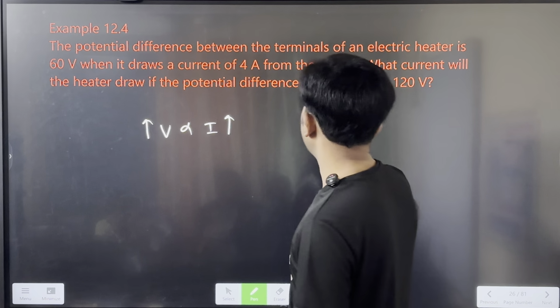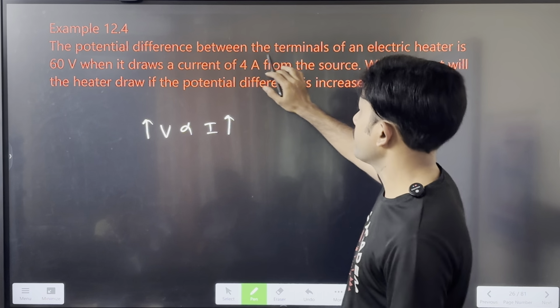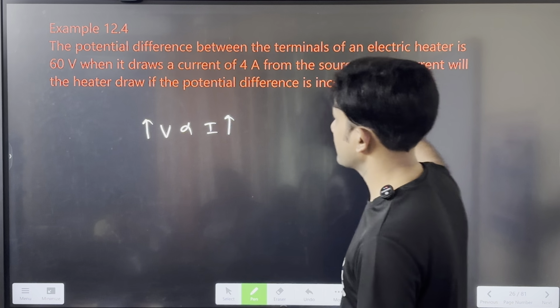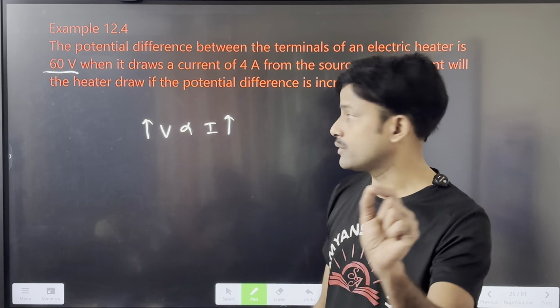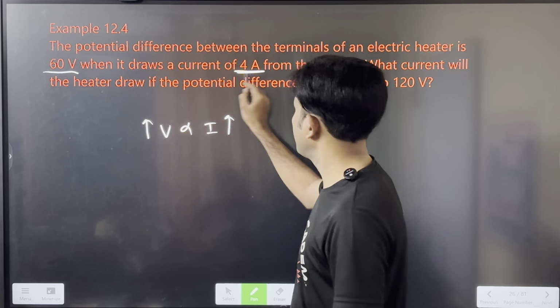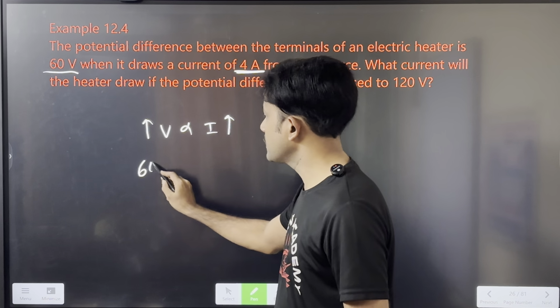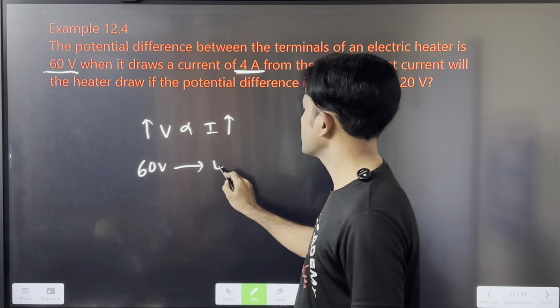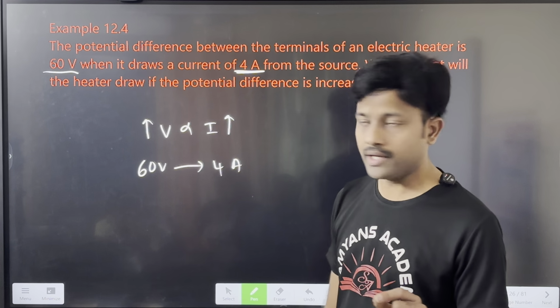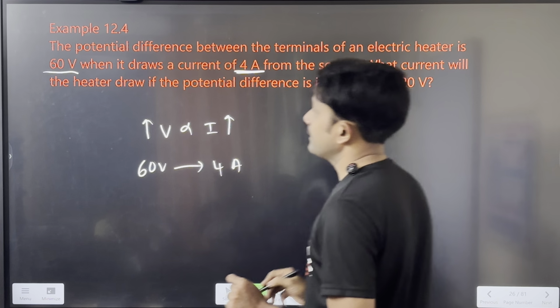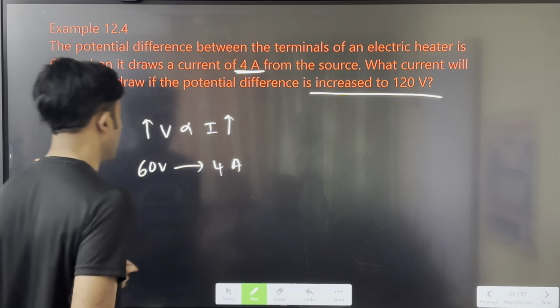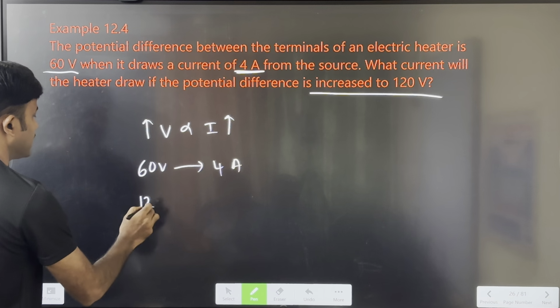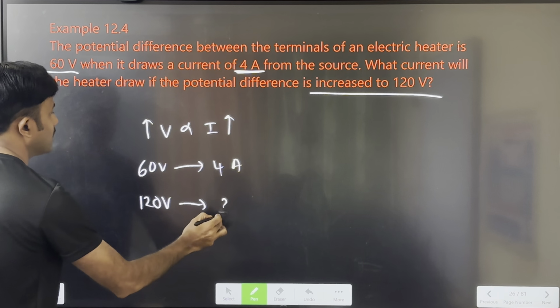Now you see, in this question, the potential difference between the terminals of an electric heater is how much? They have given 60 volt. Initial voltage is how much? 60 volt. And when it draws a current of 4 amperes, when voltage is 60 volt, then current value is 4 ampere. Okay. Now, what current will the heater draw if the potential difference increases to 120 volt? When voltage increases to 120, then what is the value of the current?